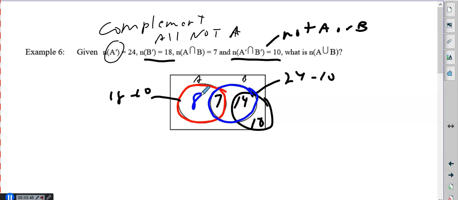So, therefore, the union of B is going to be 14 plus 8 plus 7, which is 29.